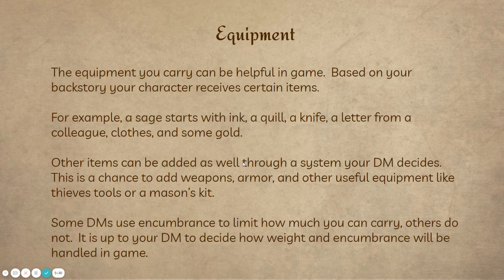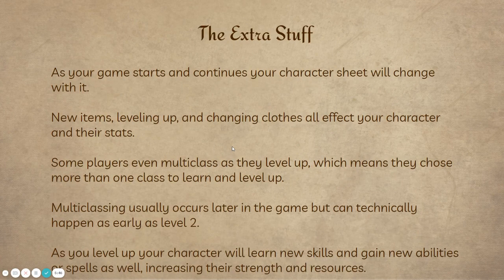Sometimes DMs will give you a certain amount of gold and you have to buy your items. So they might say, okay, here's 50 gold. You can spend it on your stuff. Or they might say you can choose one weapon, one piece of armor from a list. It depends on what the DM wants to do.